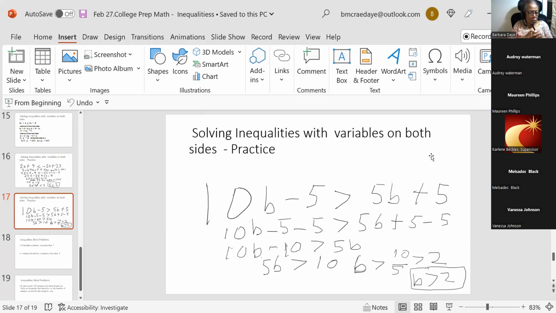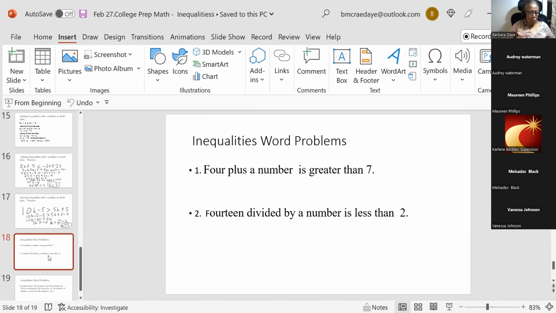Now I think I want to do just a couple of word problems. And actually, we have someone involved in this, but these are expressions that I want you to translate to inequalities. 4 plus a number is greater than 7. Does somebody want to tell me what I write as an inequality? Anybody? 4 plus a number is greater than 7. I just want you to translate those words to an inequality. What would I write?